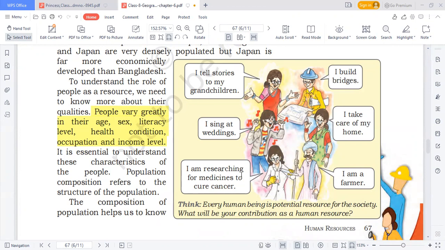But this trend did not exist uniformly over the whole of India. In some states the female population was higher than the male population, with more than 1000 females per 1000 males. These states were Kerala, Meghalaya, and Nagaland. In Kerala, 1009 females were present compared to 1000 males. Clear?